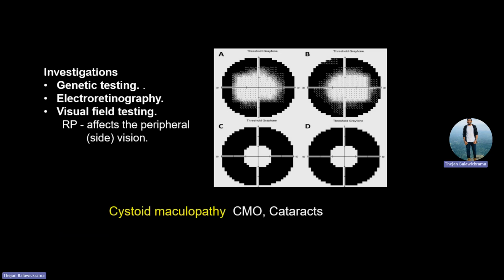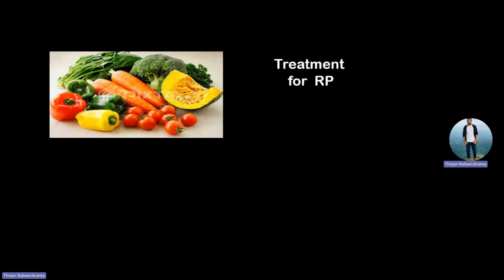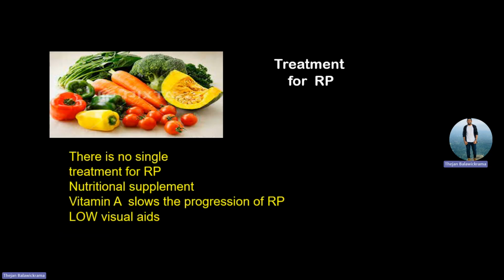Then they can get cystoid macular edema. They can develop cataract, and on top of this, if you get a cataract, the central vision goes off. So how do you treat? Very difficult to treat. There is no single treatment for retinitis pigmentosa.